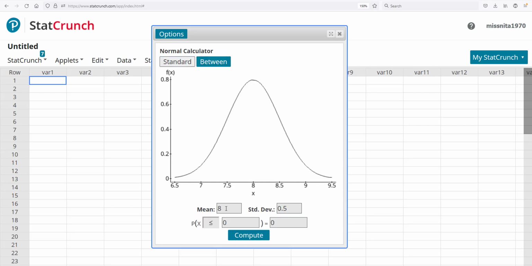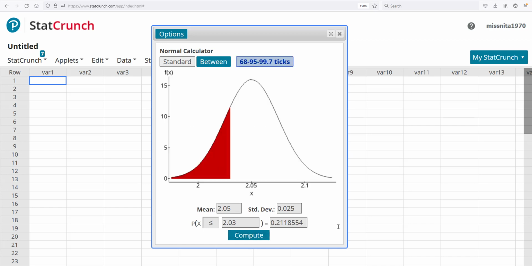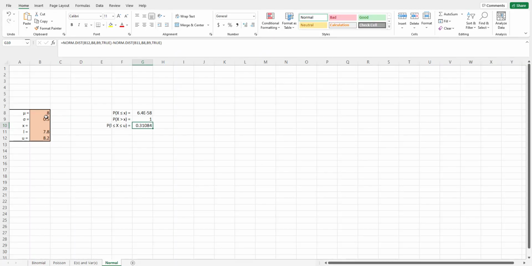This is a standard one. So the mean is 2.05. Standard deviation is 0.025. We want everything less than 2.03. And we want to make sure we have the less than, not greater than. And when we hit compute, we get 0.2119. And that's the visual that I have on the slide. So this is 0.2119.